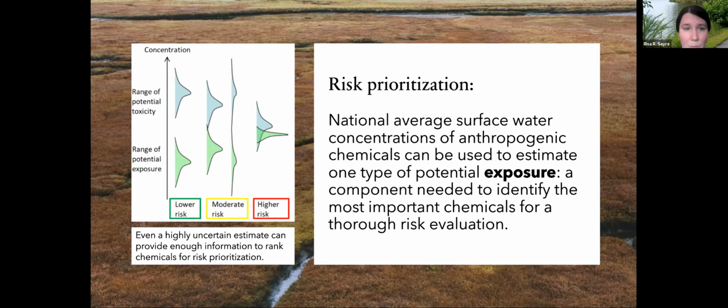Even when we don't know the real life exposures or toxicity, we can still make a good decision by looking at the range of potential exposures and comparing them to the range of potential toxicities. I have a little stoplight coloration here. A lower risk chemical is when the range of potential exposures doesn't reach the range of potential toxicities. A moderate risk chemical would be where there's a chance they could overlap or the uncertainty is extremely high, and a higher risk chemical is when the expected exposures overlap the potential toxicities.